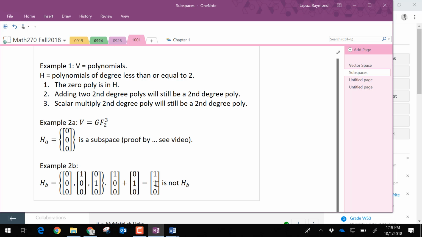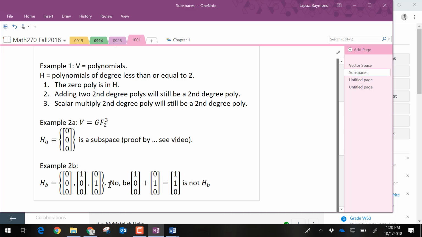Well, let's see, because I think I can find one that is. Oh, H in this example is this. It has 3 elements. So the question is, is this a subspace? And the answer is no. I should put no here in front. No, because the second condition is not satisfied.